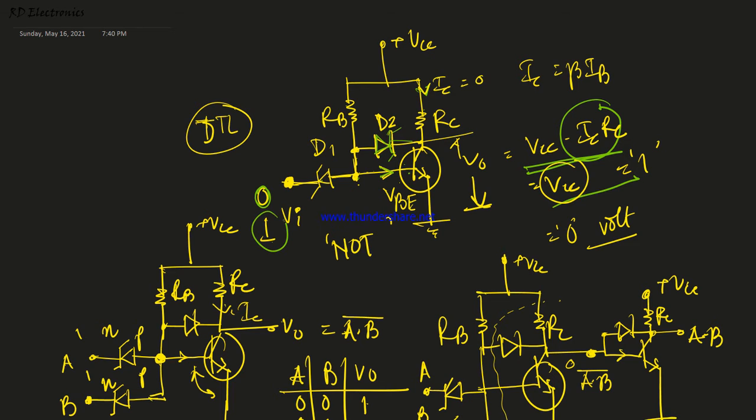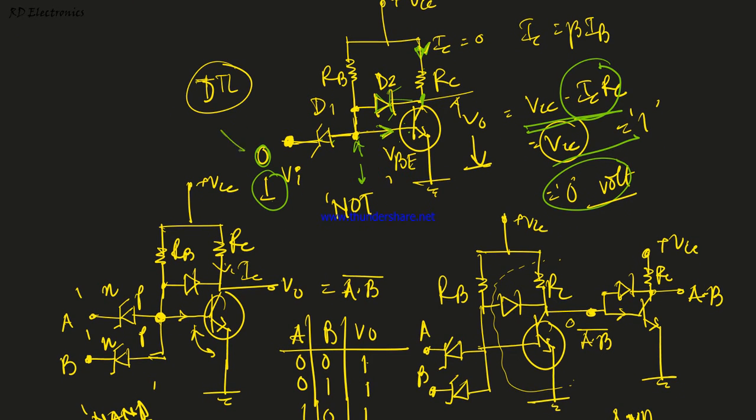And when we apply logic 1, the diode is reverse biased. So here base current is flowing because the high voltage of 5 volts appears. Therefore base current is flowing and also collector current is flowing. Across the RC the collector current flows and produces the voltage drop, and the final output V0 equals VCC minus this drop, which is equal to 0 volt. So when we input logic 0, the output equals 1, and when we put logic 1, the output equals 0. So this is a DTL diode transistor based inverter circuit.